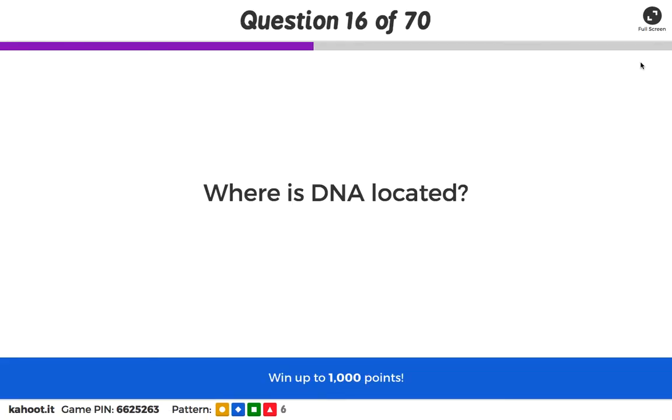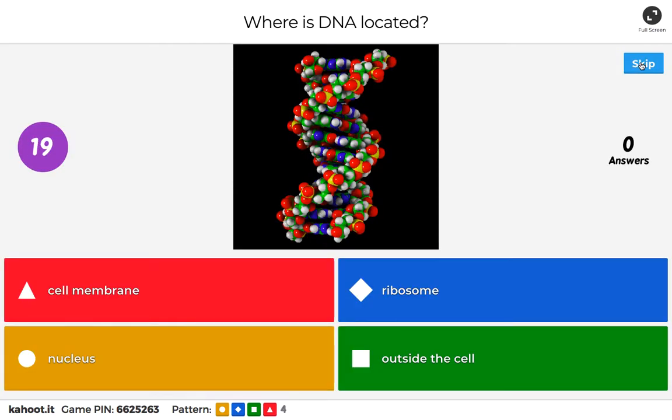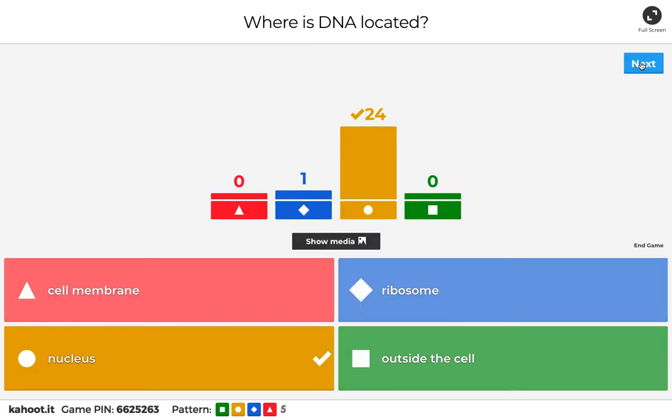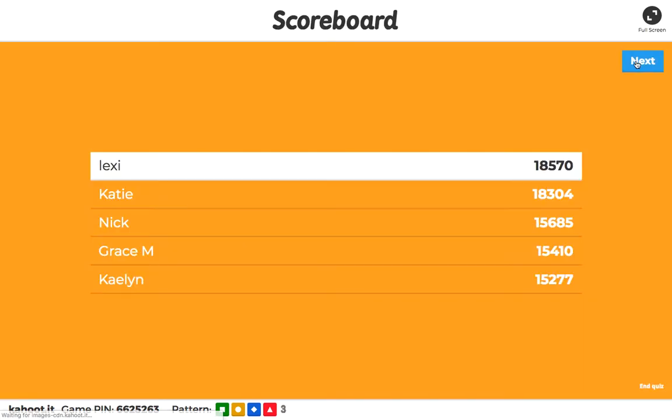Ooh, this is a good one. Where do we find DNA? I really wonder. What if our DNA just floated outside? Nice. It is in the nucleus. Good.